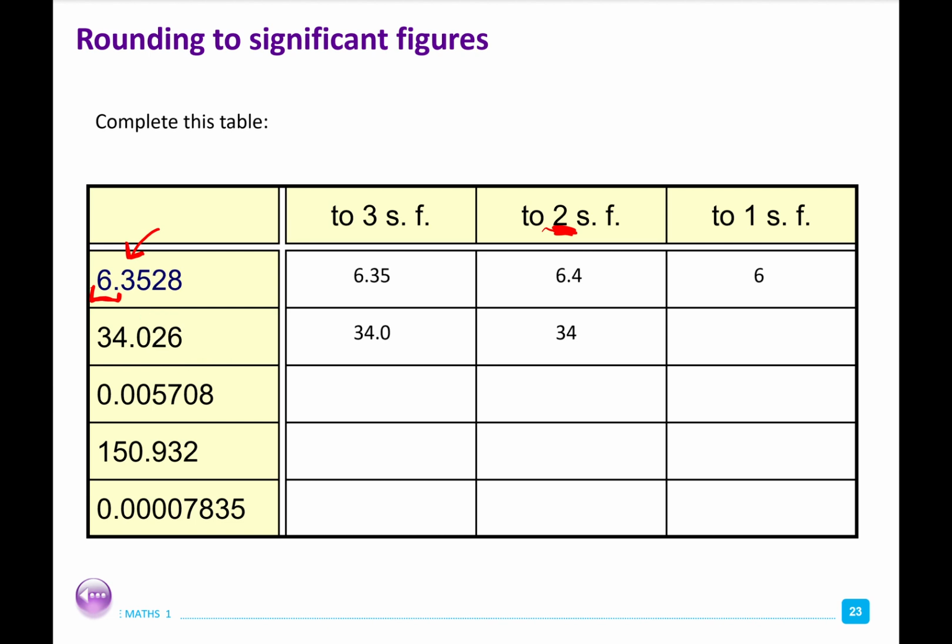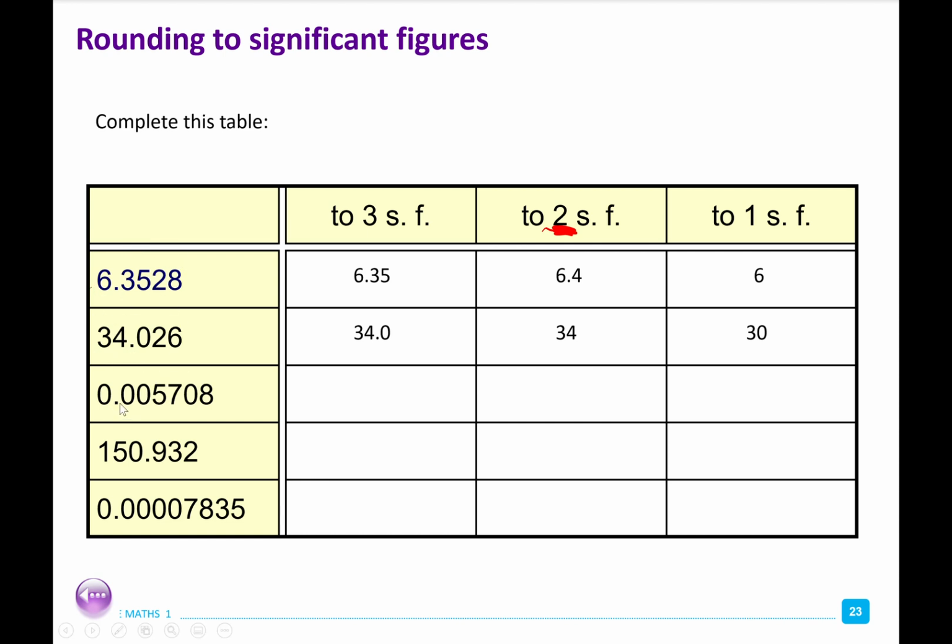Let's round this to 1 significant figure. This means I keep my first largest value. And I look at my 2nd value to see whether I round up or round down. My 2nd value is less than 5, and therefore I round down. Remember, all of the other numbers go to 0. This leaves us with 30. Let's try another one.